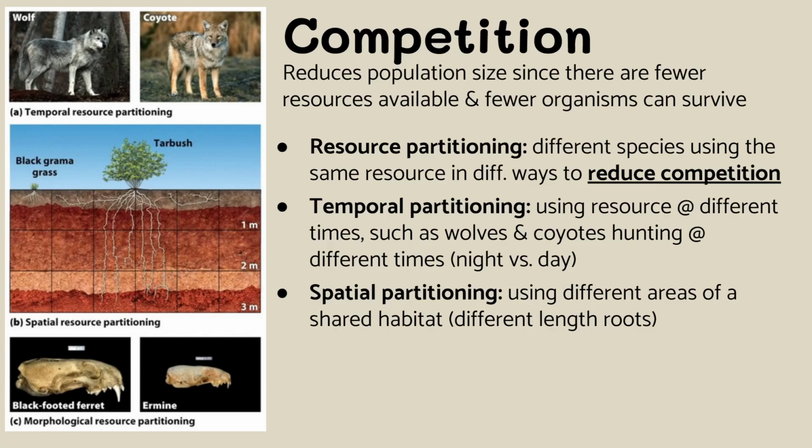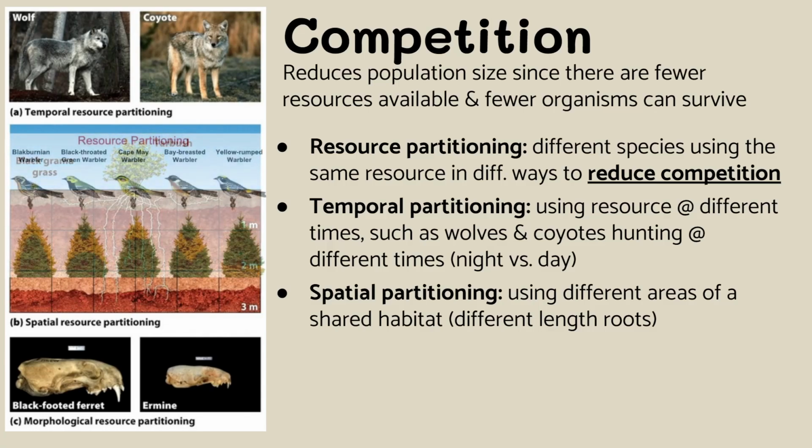A different example of spatial partitioning is where all of these different species of warbler will occupy slightly different portions of the same tree to make their nest and to find their food. This is going to allow so many more birds to occupy the same tree than if they all directly competed for the exact space within that tree. And as you can see by the shaded parts on each part of the tree, that's where the different species of the warbler live. Finally, we have morphological partitioning.